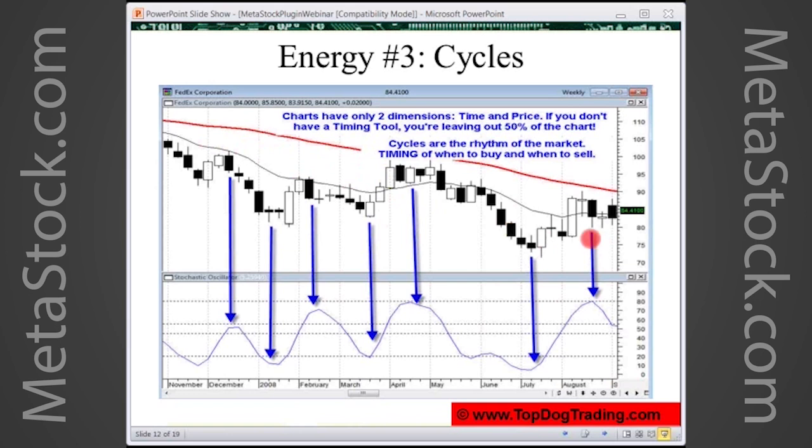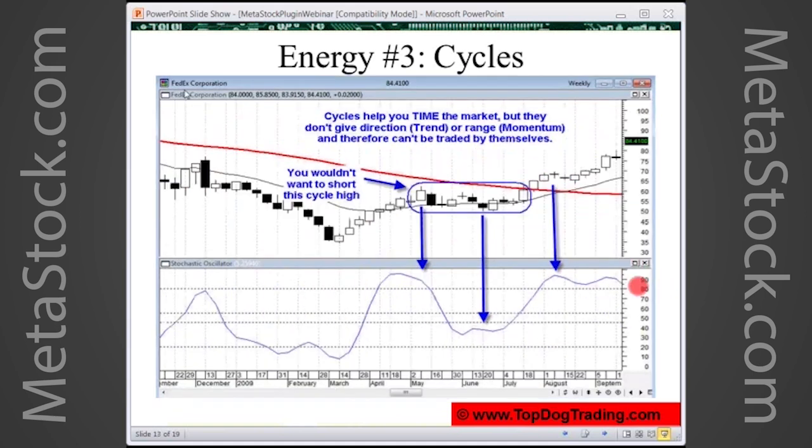This is a downtrend, but markets don't go straight down, they kind of wiggle down. It's almost like, I call it the respiration of the market. Inhale, exhale. They wiggle. Cycles, again, are great, but no one indication, no one energy will make you money. So cycles help you time the market, but they don't give you direction, which is trend.